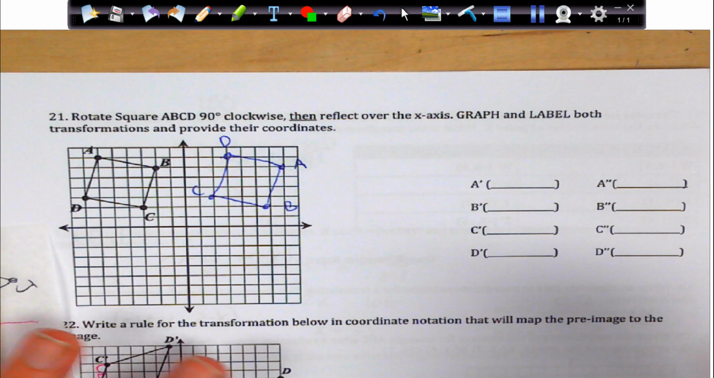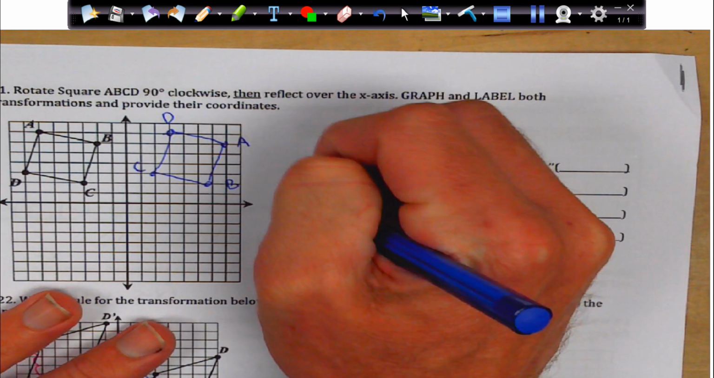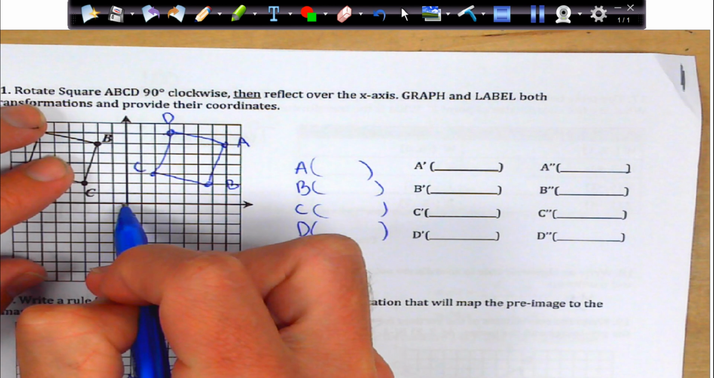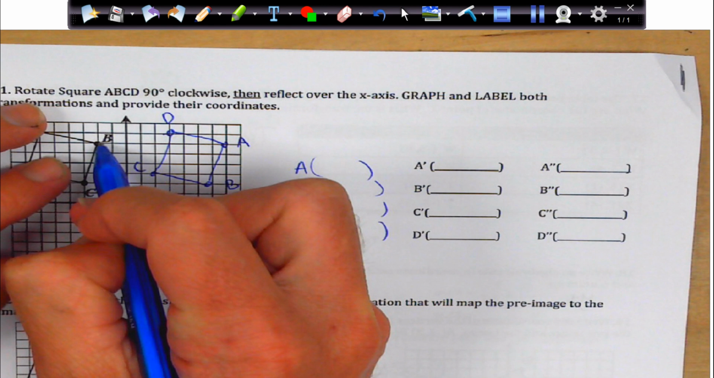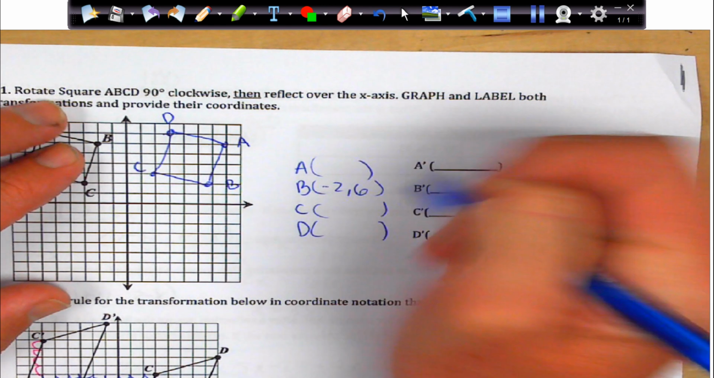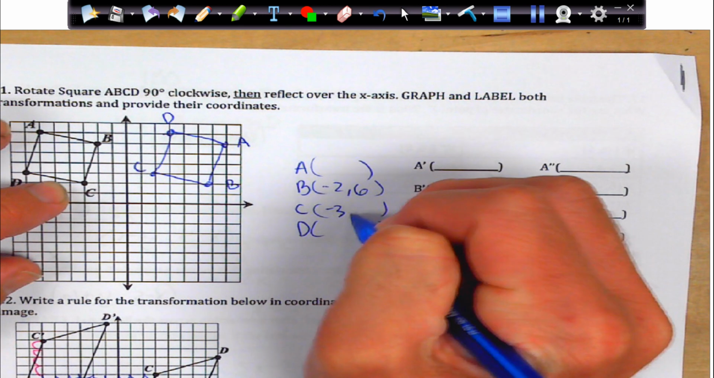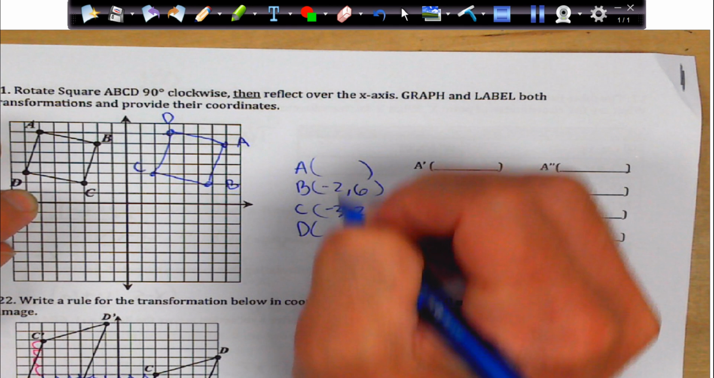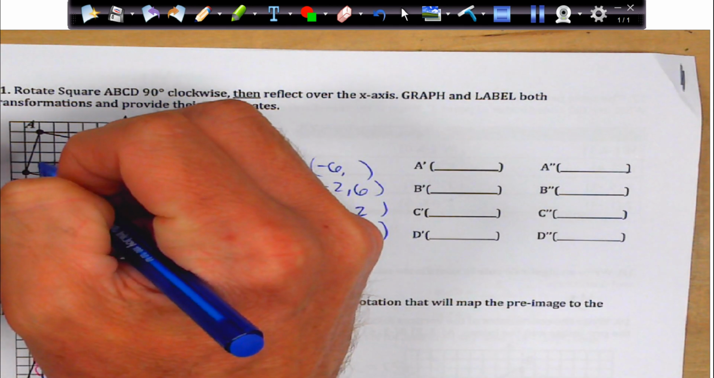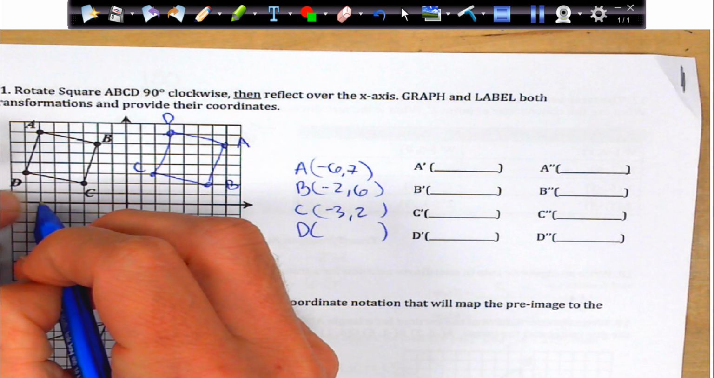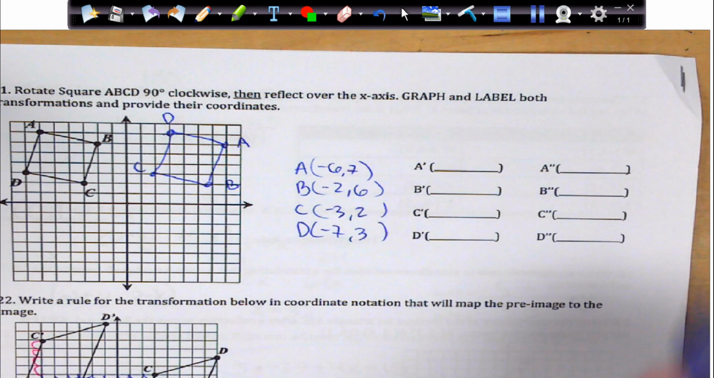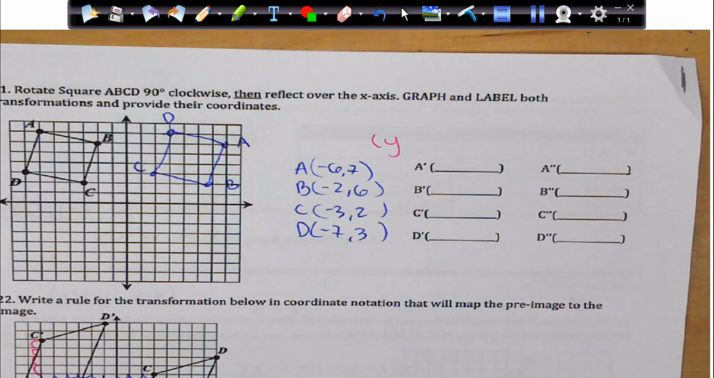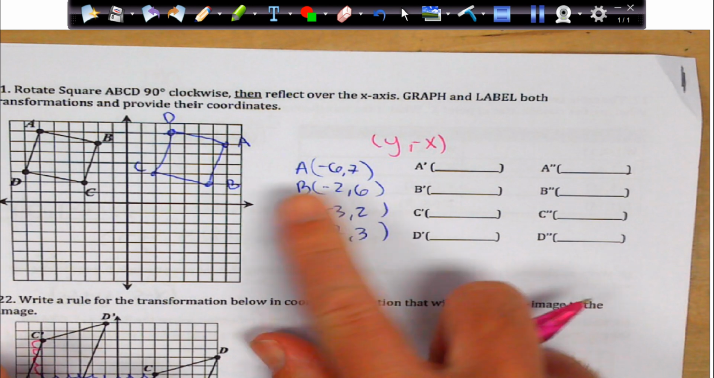Okay, so let's see if the rule makes sense. My original points, let's get those down. I know this can be time consuming, so it's over 2, up 1, 2, 3, 4, 5, 6. So that's negative 2, comma 6. This is at negative 3, 2. We'll go negative 1, 2, 3, 4, 5, 6, negative 6. And then up 1, 2, 3, 4, 5, 6, 7. And this is negative 7, up 3. Okay, so according to the rule, I should do something y comma negative x. Okay, let's see if that worked here.